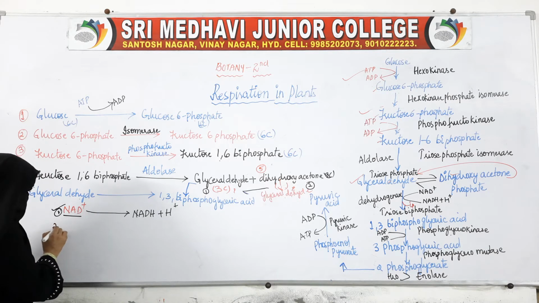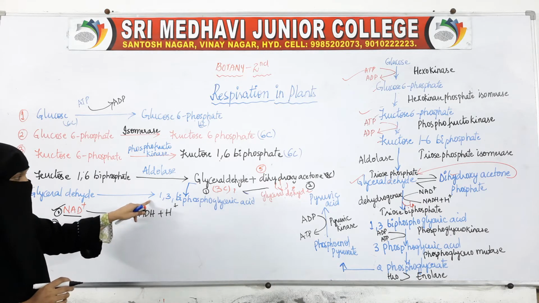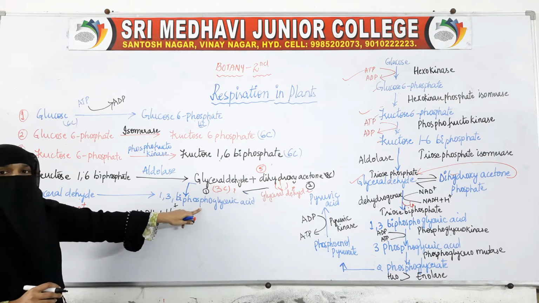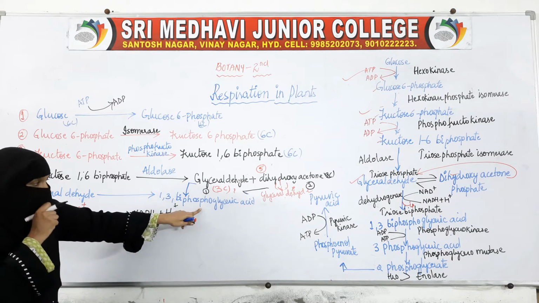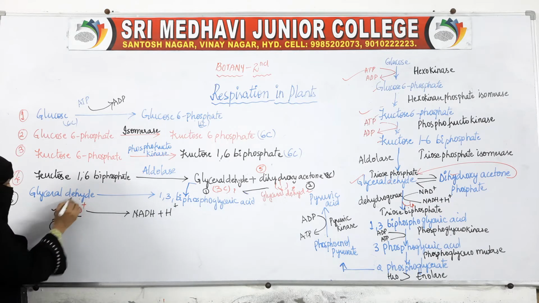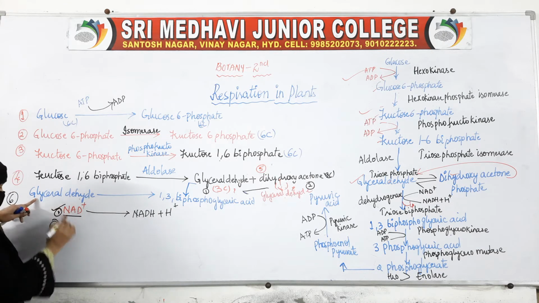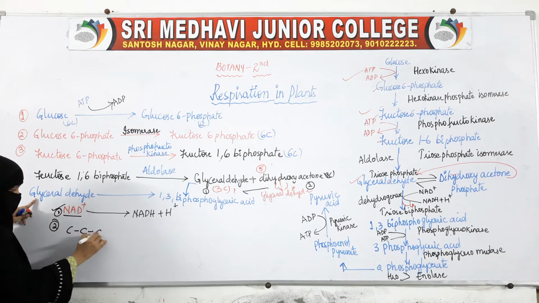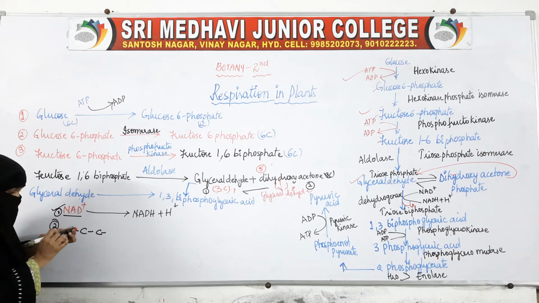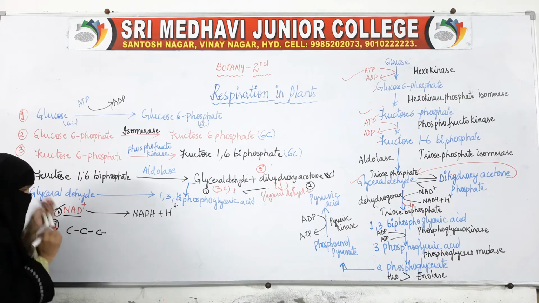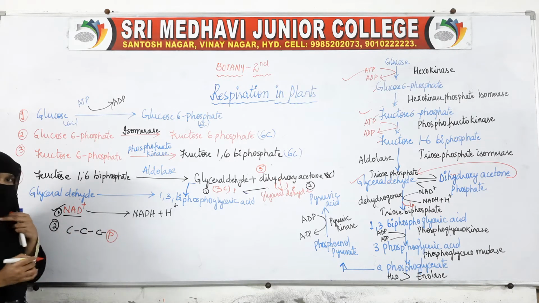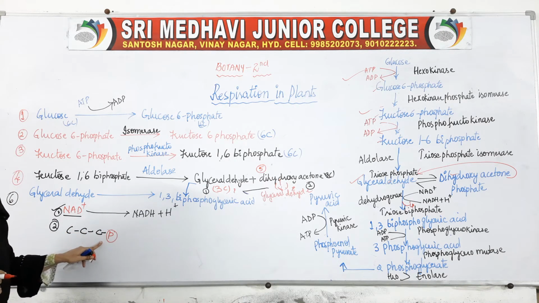Okay. Next change, what is happening? This glyceraldehyde is changed into biphosphoglyceric acid. So, here in this glyceraldehyde, what was the structure? If I draw the structure, 3 carbons, and to this 3 carbon, 1 phosphate was attached. Okay, this is the structure of glyceraldehyde.